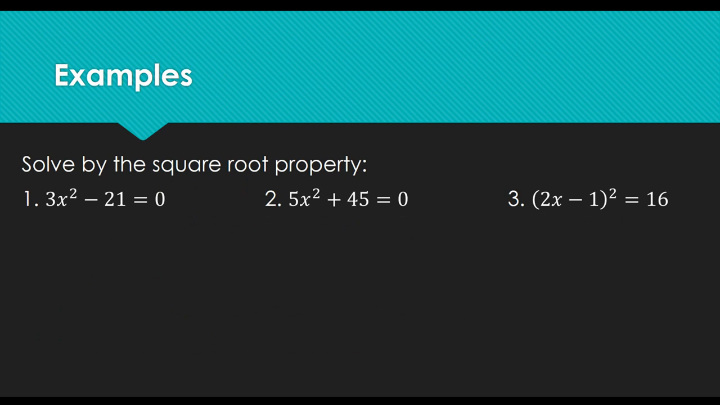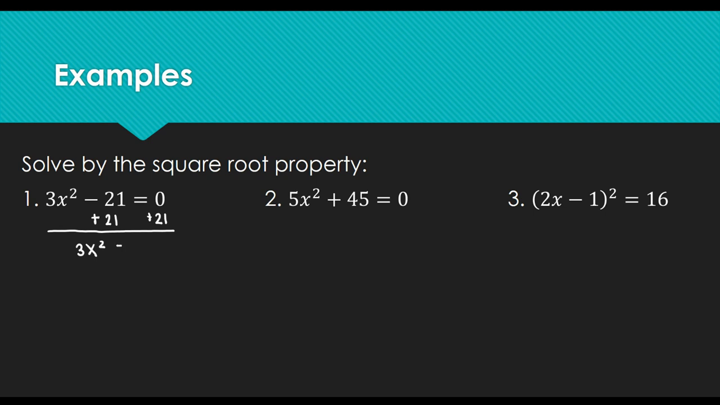We're going to solve by the square root property. So notice that in this first case, I have two numbers that are on the same side as x squared. Notice that there's no x term, and that's why that indicates that we want to do the square root property. So we want to add the 21 over to the other side.